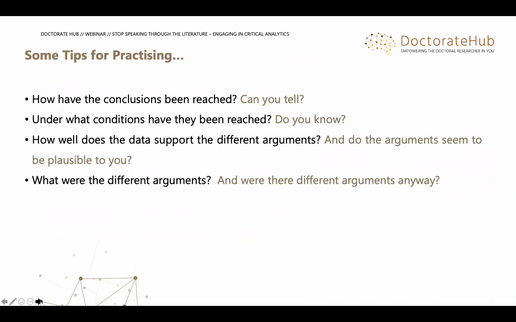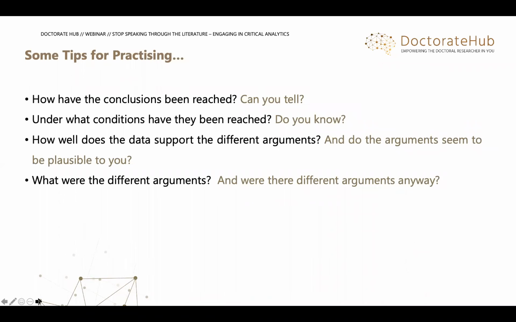So ask yourself simple questions. How have the conclusions been reached? Can you tell that? Under what conditions have they been reached? Do you know that? How well does the data support the different arguments? And are there different arguments in the first instance? Those are answers that you should have once you look into the literature.